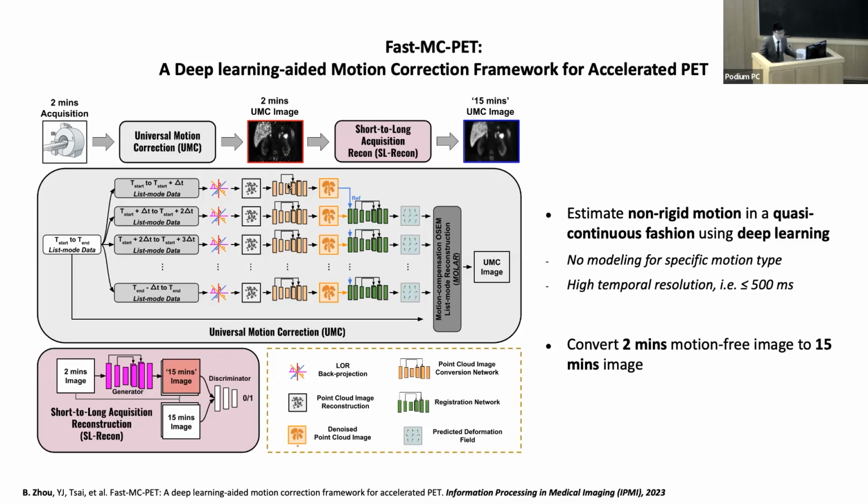Then we can use the original 2-minute list mode data and all those motion fields and integrate them into a motion compensated OSEM algorithm to generate a preliminary 2-minute motion free reconstruction. But because this 2-minute image still has low counts, it has a high noise level. So we further propose a short to long acquisition reconstruction, which is based on a generative adversarial network, to convert this image into a virtual long acquisition motion-free image.